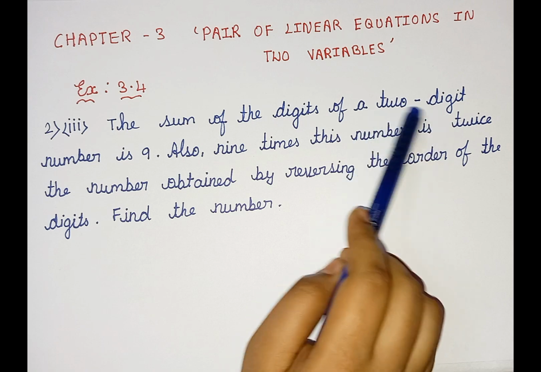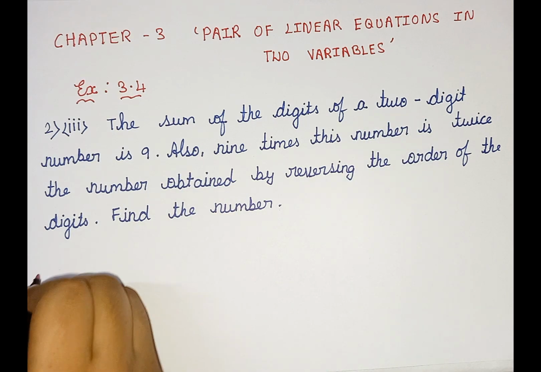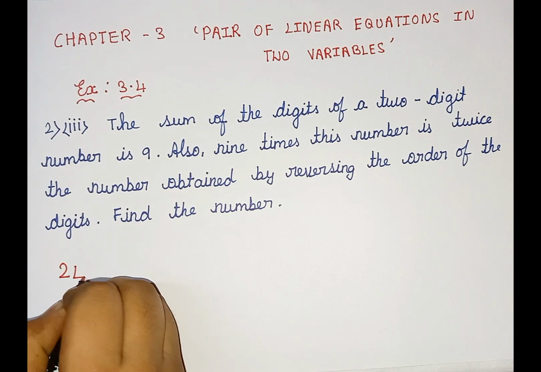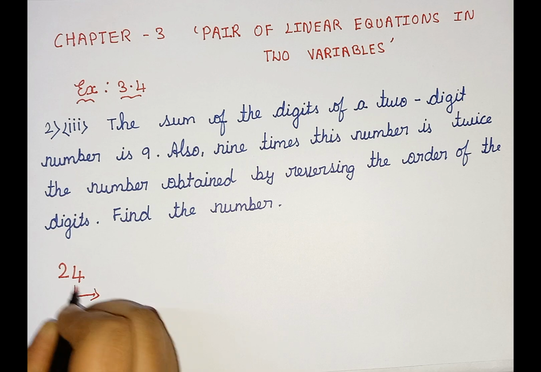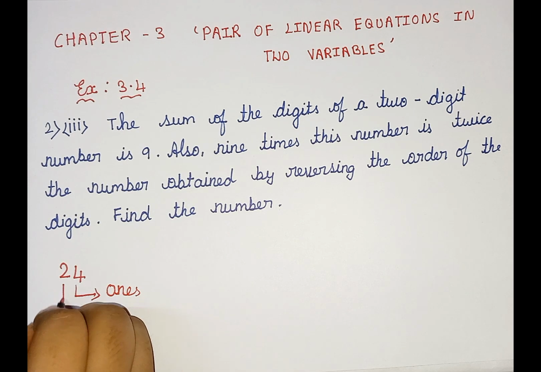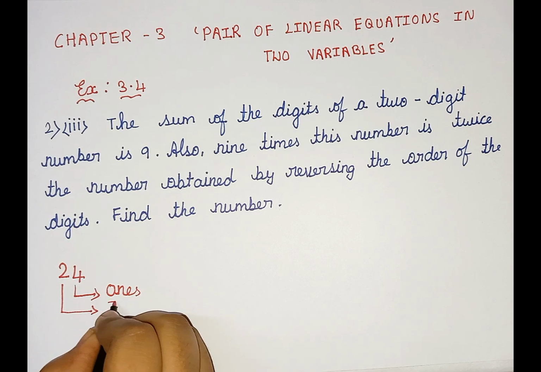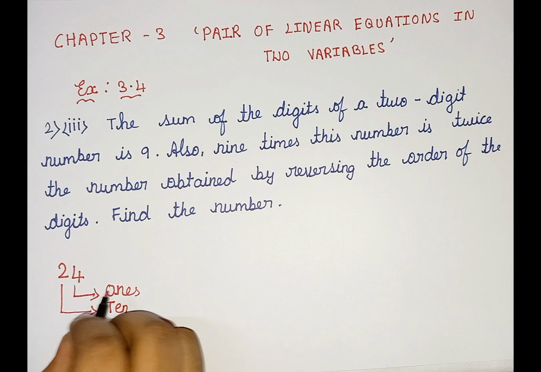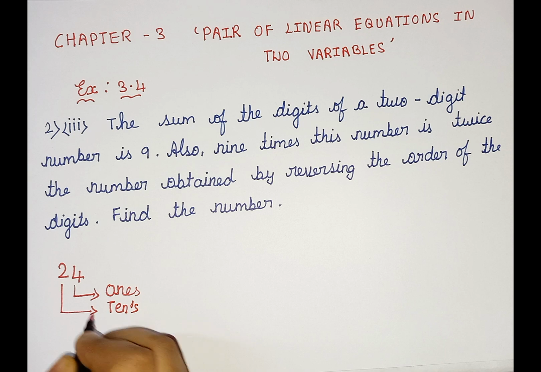What is the meaning of a two-digit number? For example, if I say the number 24, how will I call this part? This part I just call ones. And how will I call this number's place? Tens, isn't it? We used to count like that: ones, tens, 100, 1000, 10,000, like that we used to count, isn't it?